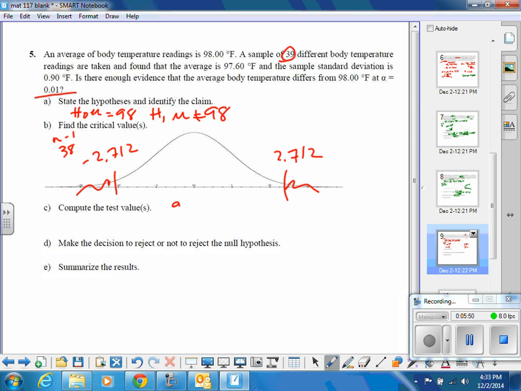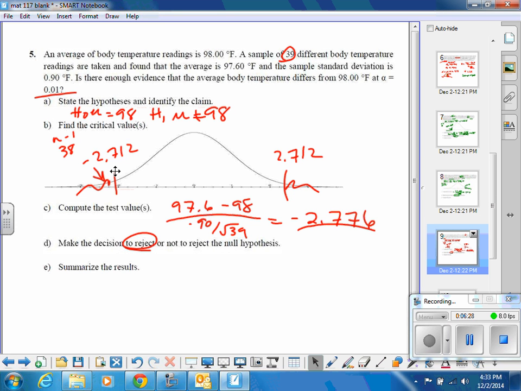So compute the test value: 97.6 minus 98 all over 0.90 divided by the square root of 39 gives you negative 2.776. Now, on the negative side, negative 2.712 is less than that, so this does fall into the danger zone. So we are going to reject, and if I had to summarize, we would show that there is not enough evidence to show that the average temperature is 98 degrees in this case, because we reject it.